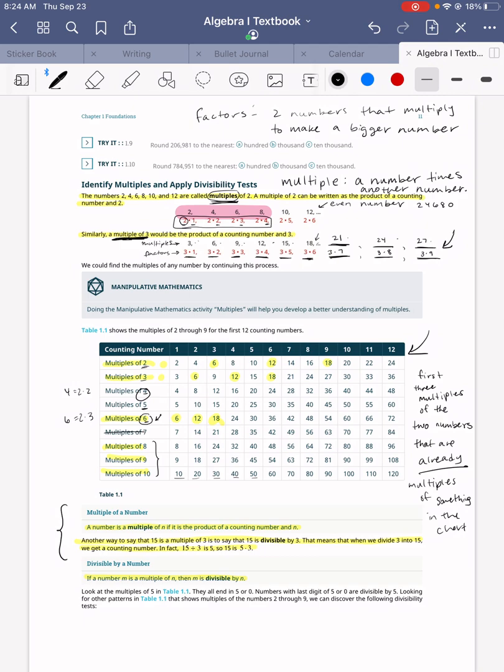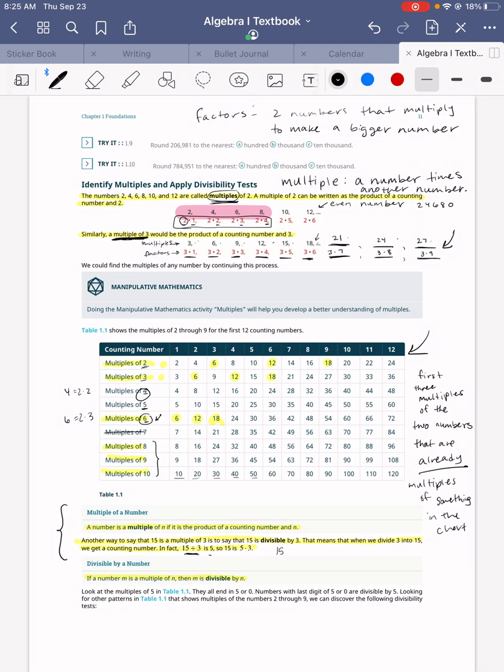Another way to say that 15 is a multiple of 3 is to say that 15 is divisible by 3. That means that when we divide 3 into 15, we get a counting number. And basically what that means is that it divides without getting a decimal or a fraction. Okay, so let's look at what being divisible means. Okay, 15 can divide by 3. 15 divided by 3 is 5.